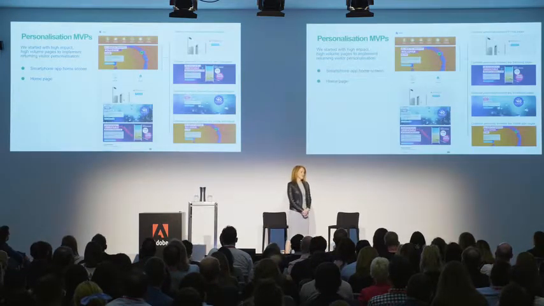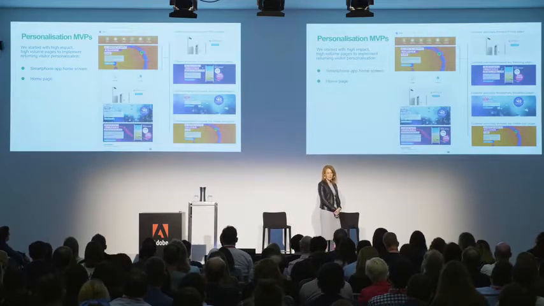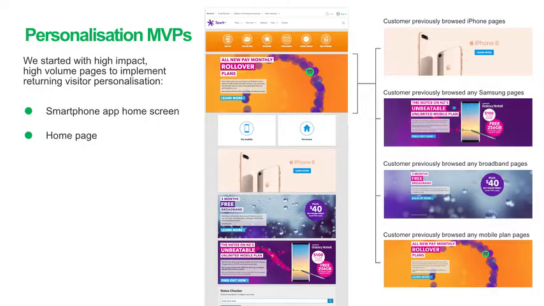Then we started with some MVPs. Like I said, if you try and personalise your entire site or your smartphone app up front, you'll probably fail. So it's a big job. So we started with a couple of things that were high impact and high volume. And the other reason this was important for us to do it that way is in New Zealand, we don't have a massive population. So if you try and segment too much, you'll end up with a really small number.